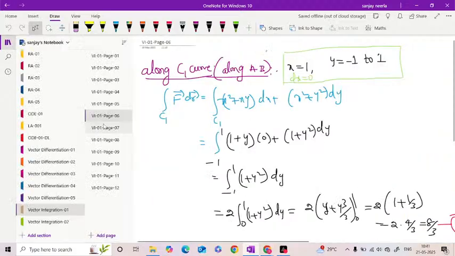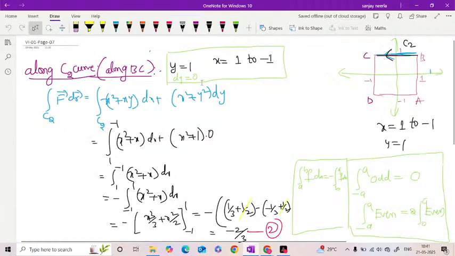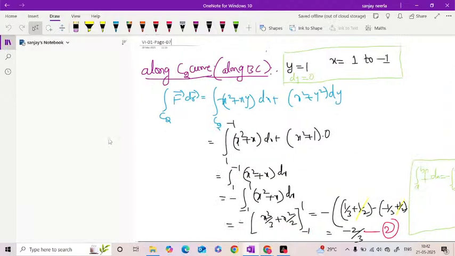Similarly, c2 path. In the c2 path, it is the horizontal line and y is a fixed value, y is equal to 1 and x is running from 1 to minus 1. So dy is 0. After converting in terms of only x, here we will get the result minus 2 by 3. So it is the c2 path case.